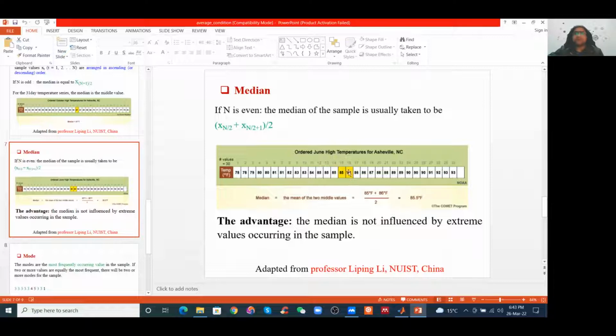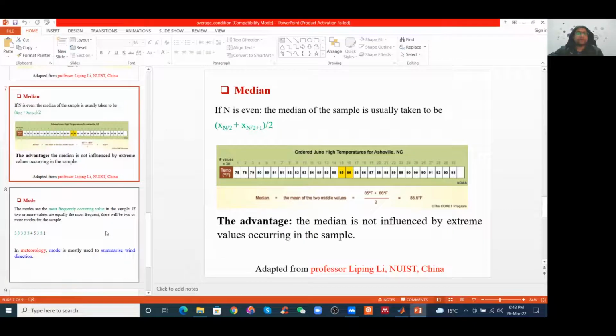So you need to sum the two median values and divide by 2. That means 85.5 degrees Fahrenheit. The advantage of the median is that it is not influenced by extreme values occurring in the sample. Like if you have an extreme value like 93 degrees Fahrenheit, we can have more than 93. So we can take the median value without getting influenced by extreme values.